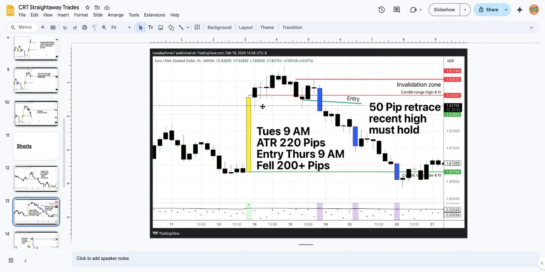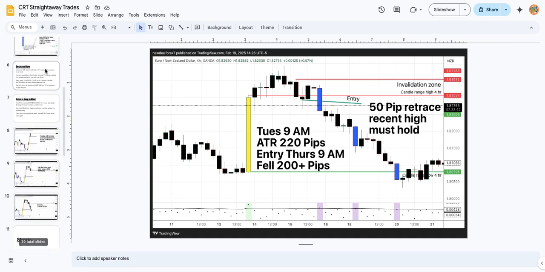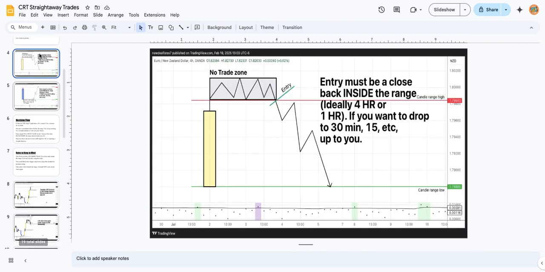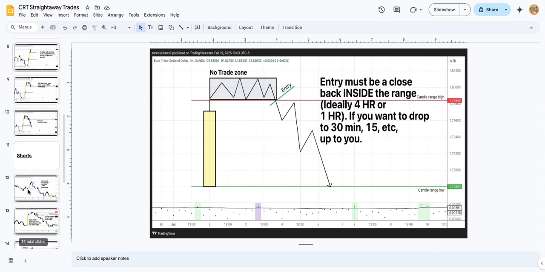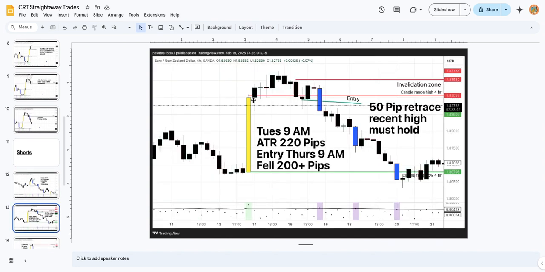Another example here. This was Tuesday. Our ATR candle was 9 a.m. right here. We have a whole bunch of consolidation. So once again, let's go back to our diagram. Remember, we're not trading all this. No trade zone. We're not trading above the range. No trade zone up here.